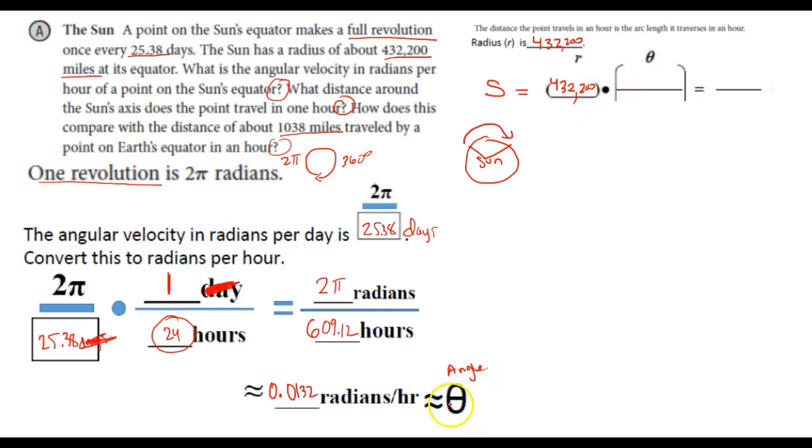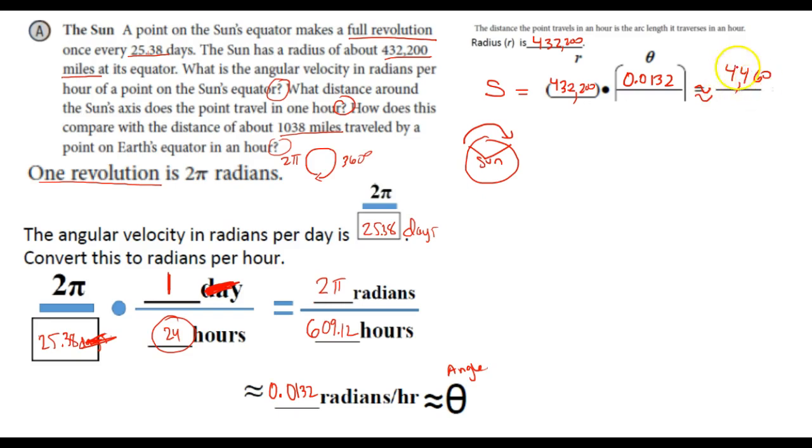And our angle measure is 0.0132. Go ahead and take some time to calculate that out. You will probably get a decimal, but it should be about 4,460. All right.